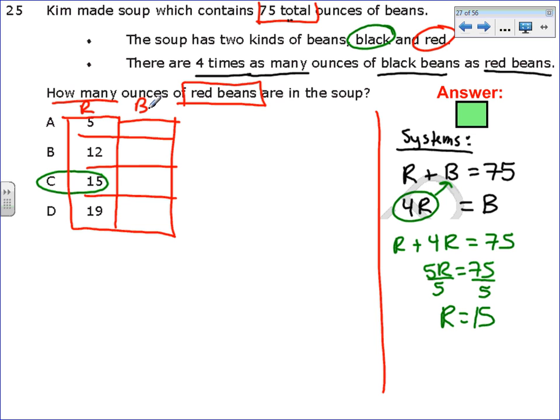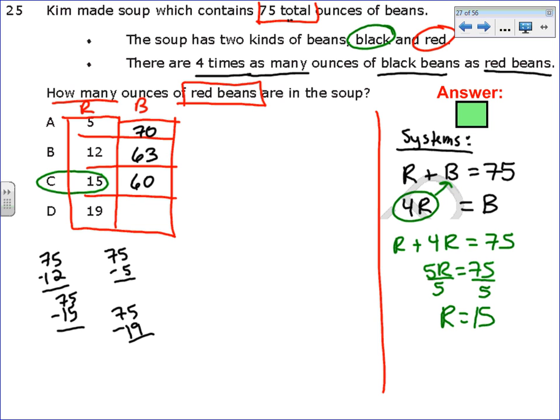How many total beans do you have to have? 75. So 75 take away 5 is 70. 75 take away 12 is 63. 75 take away 15 is 60. 75 take away 19 is 56. Okay, so I know that if I had 12 red beans, I'd have to have 63 black beans. Why? Because they have to add together to get a total of 75. So these are my combination options. I'm going to plug them in and see which one makes sense.